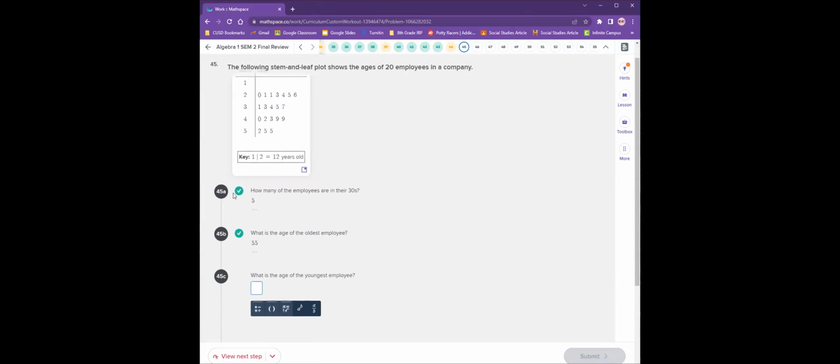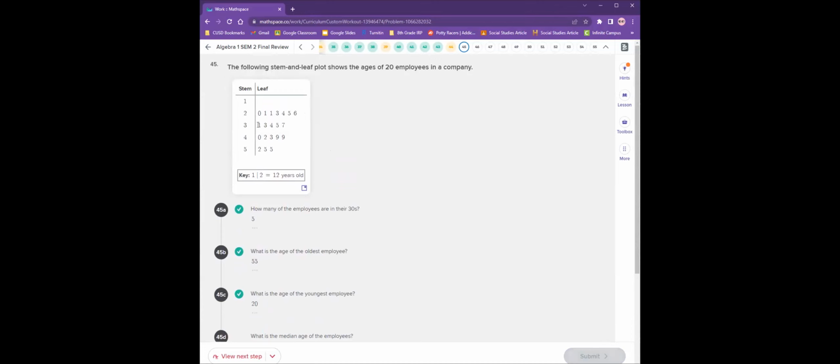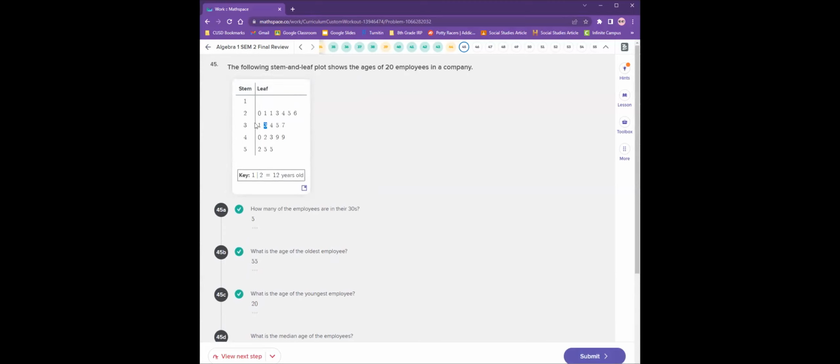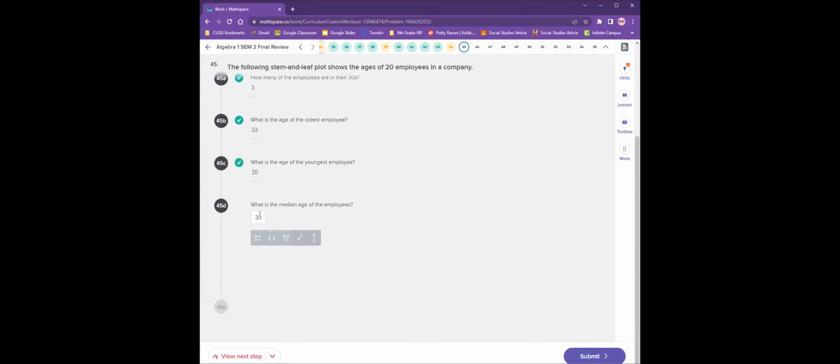The age of the youngest employee is 20. The median age of the employees... Am I gonna have to write all this down? No, you just have to count how many are there, but they tell you it's 20 employees. So you have to find the middle two, the 10th and the 11th. So then 3, 4, 5, 6, 8, 9. So then 35. You're finding the average of the 10th and the 11th. Oh, yeah. Because there's two of them. 35, 31, 33.